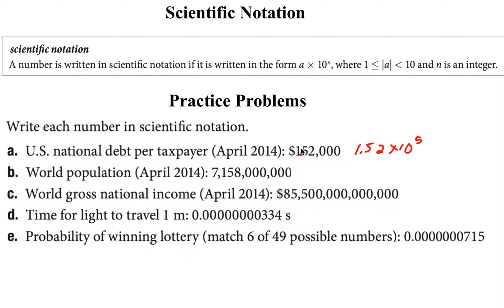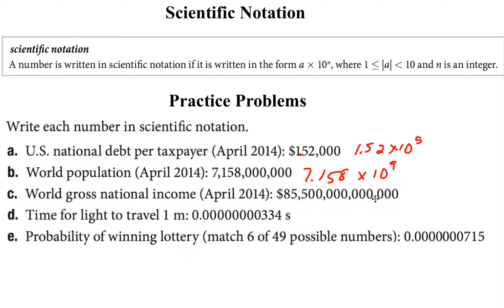Now remember, you should always list all of the significant figures that you have in the problem. Since we have a 5 and a 2, we have to list those. We don't want to cut off any numbers. The zeros are okay to cut off because those are represented in the factors of 10. World population, okay, if we have a decimal point at the end of the zeros, we're going to go 3, 6, 9 places to put it between the 7 and the 1. So we get 7.158 times 10 to the 9th.